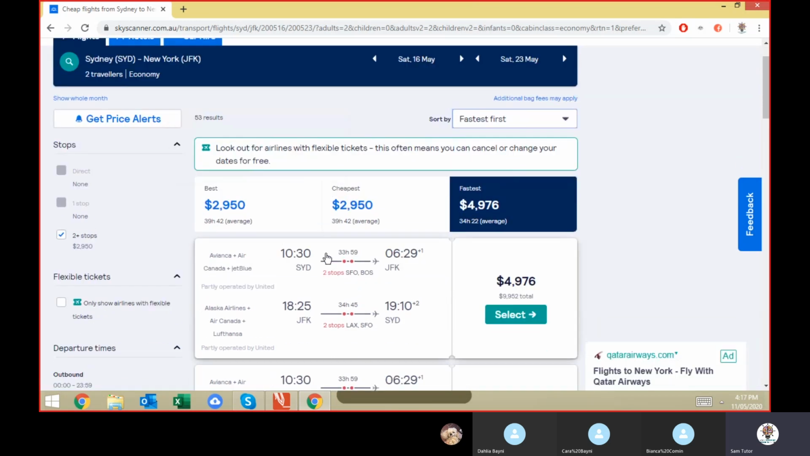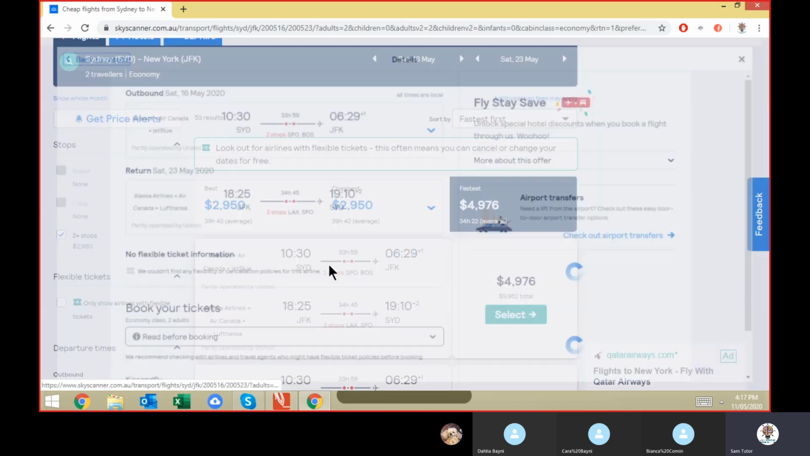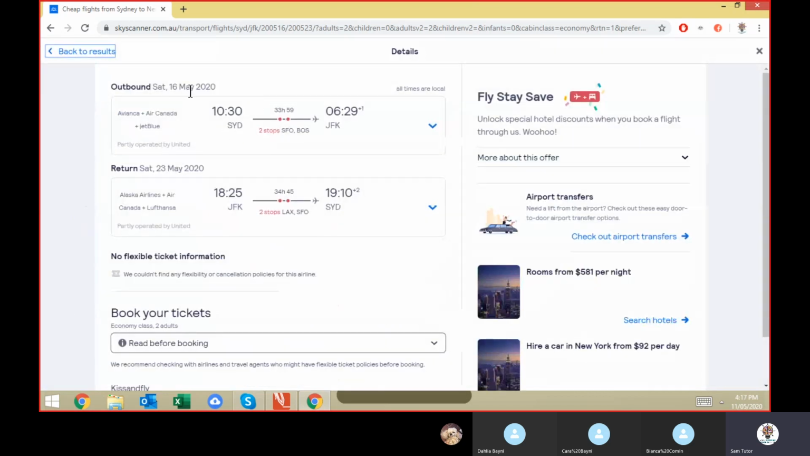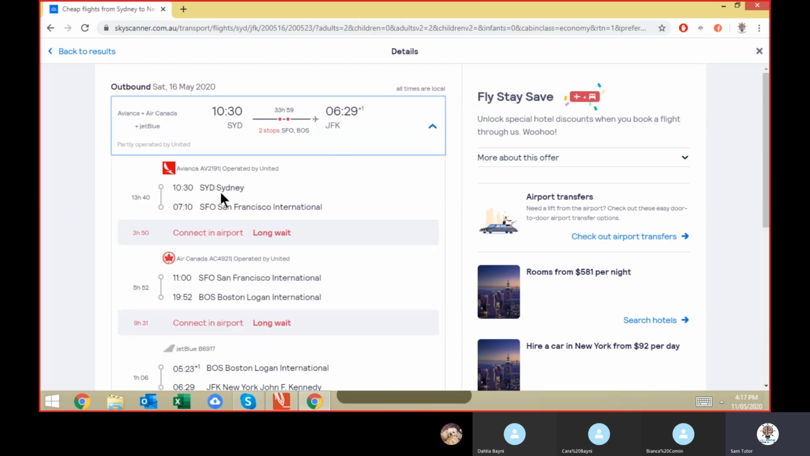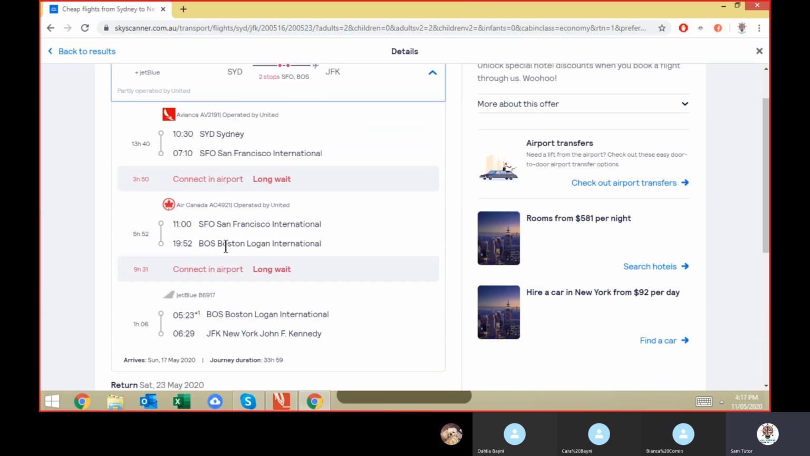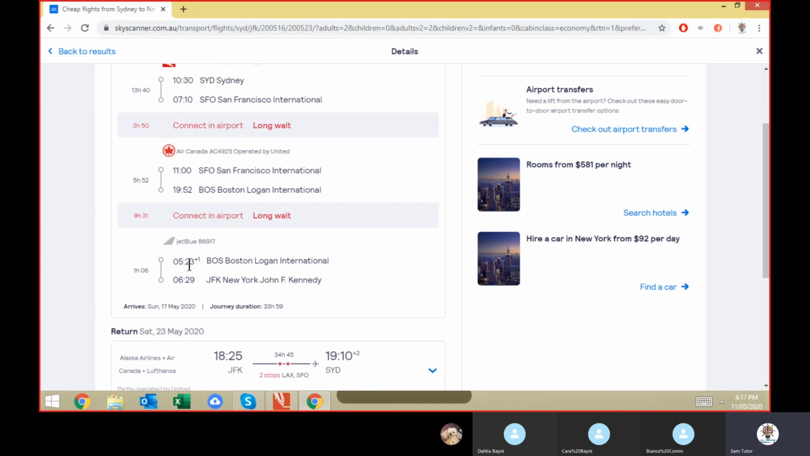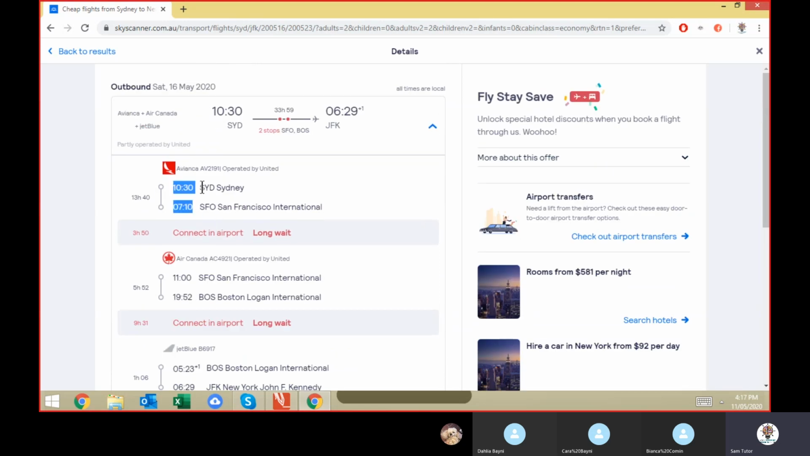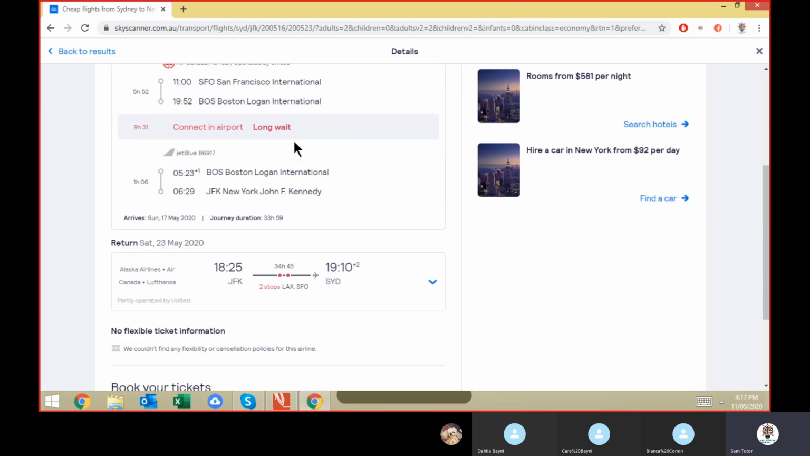So if I leave Sydney on Saturday the 16th of May at 10:30 in the morning, I arrive at San Fran at 7:10. I have a little bit of a wait. Then I've got to head to Boston, a little wait. And then I get to New York 6:29 a.m. the next day on Sunday. So 6:29 a.m. on Sunday, and I left 10:30 a.m. on Saturday. The whole trip will take 33 hours.